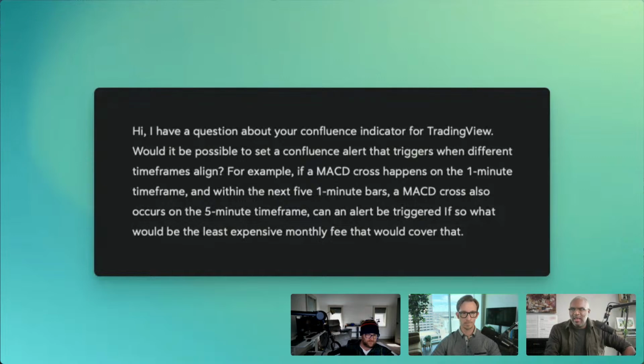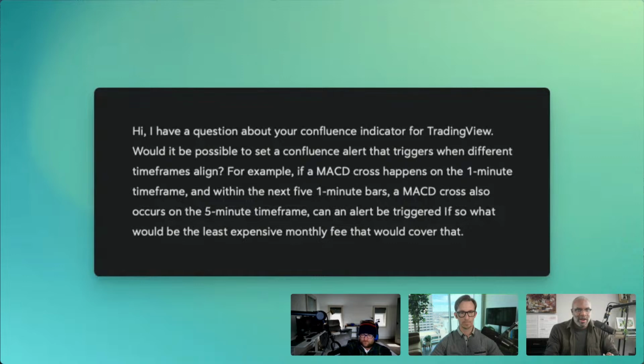Okay, next up, I have a question about your confluence indicator for TradingView. Would it be possible to set a confluence alert that triggers when different time frames align? For example, if a MACD cross happens on the 1-minute time frame, and within the next 5 1-minute bars, a MACD cross also occurs on the 5-minute time frame, can an alert be triggered? If so, what would be the least expensive monthly fee that would cover that?